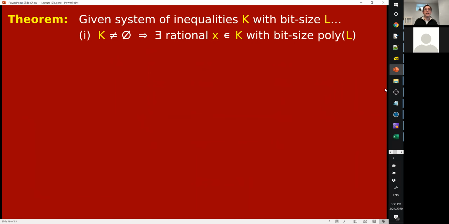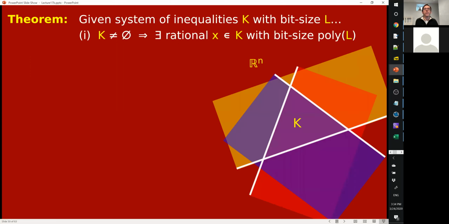So, good. As I said, this means for our theorem about bit sizes, it suffices to show statement number 1: when you have a system of inequations and the bit size is L, meaning it takes L bits to write down your input, then assuming there is a solution, there's a rational solution that can also be written down with poly-L many bits. Okay, so let's think about how to prove this.